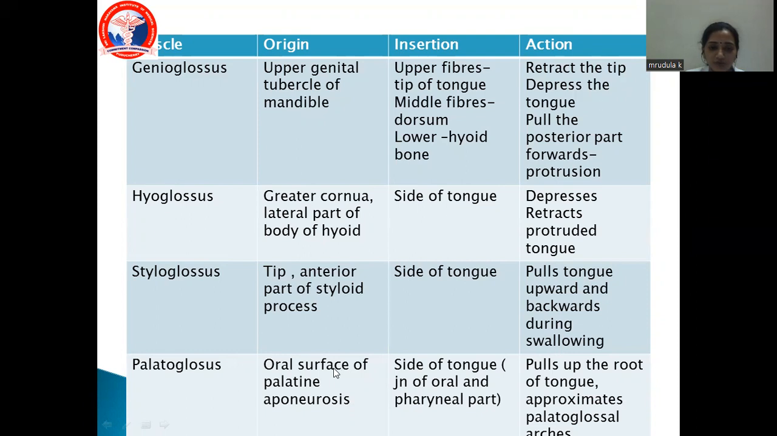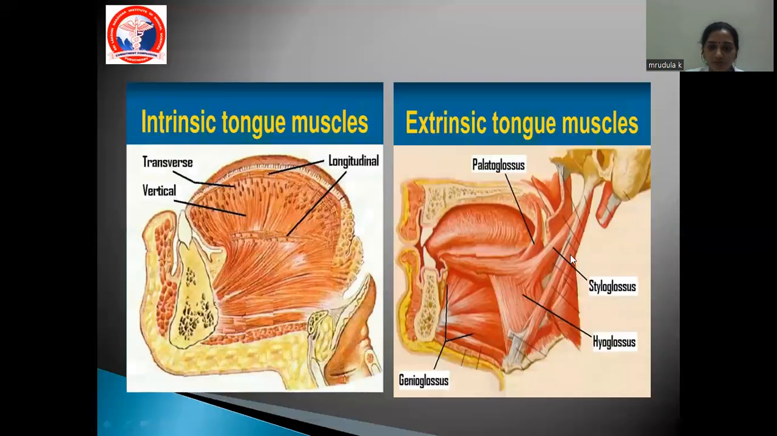Palatoglossus, they arise from the oral surface of the palatine aponeurosis, and they are inserted into the side of the tongue, or the junction of the oral and pharyngeal part of the tongue. So this muscle helps in pulling up the root of the tongue and approximates the palatoglossal arches. So this is the styloglossus muscle, and this is the palatoglossus muscle.